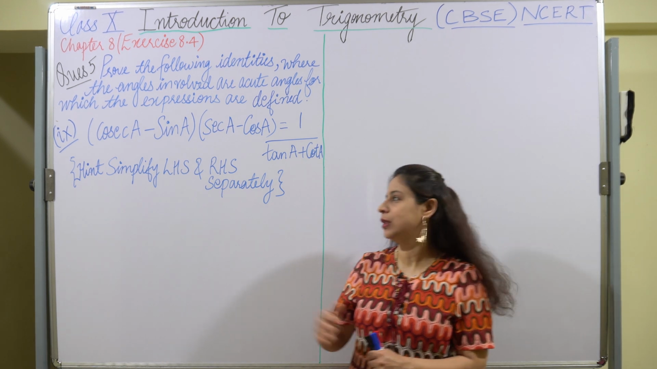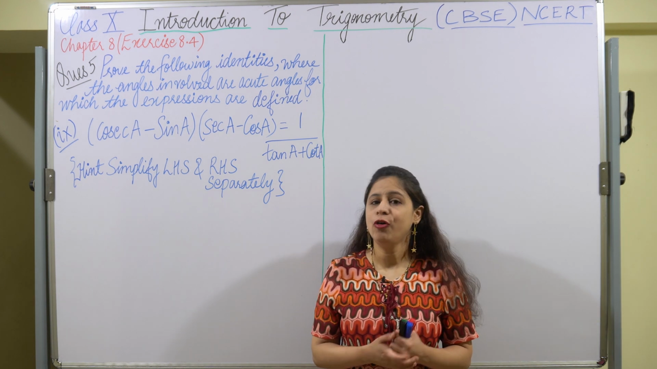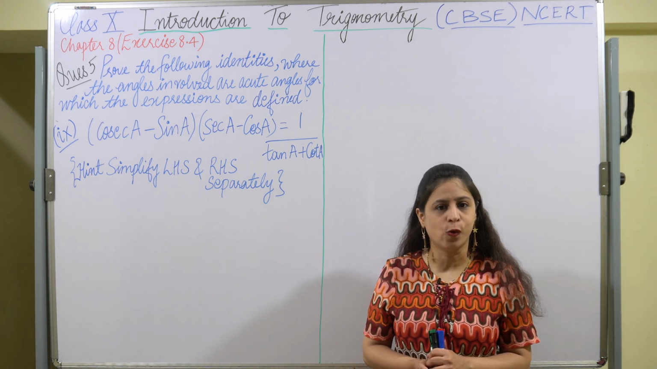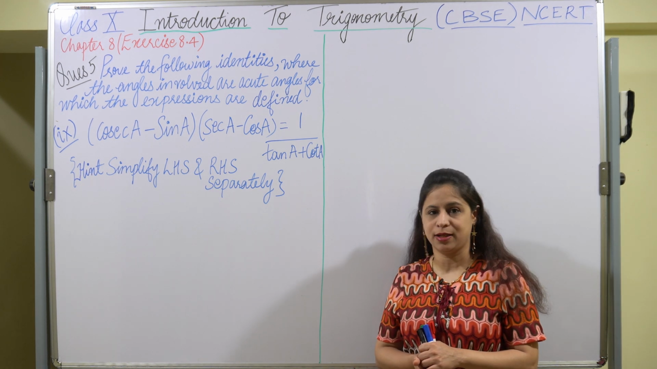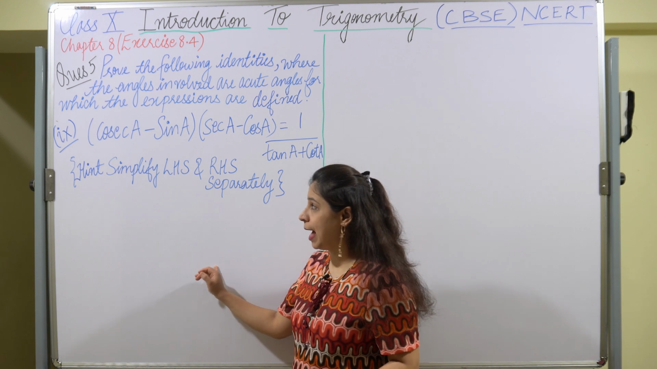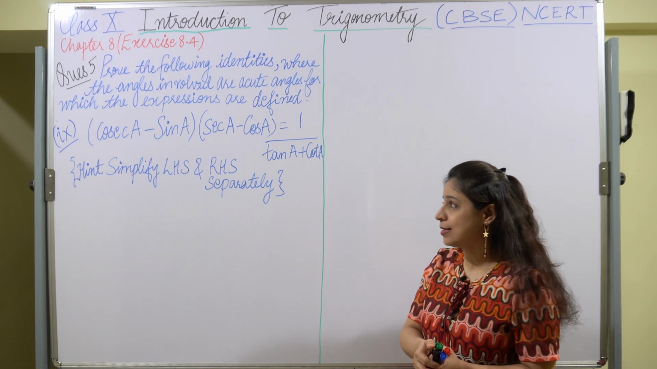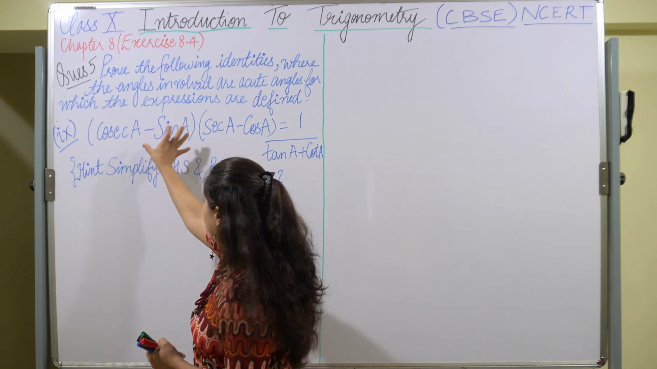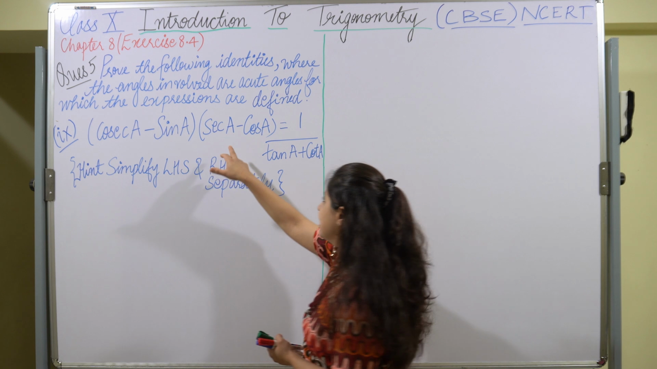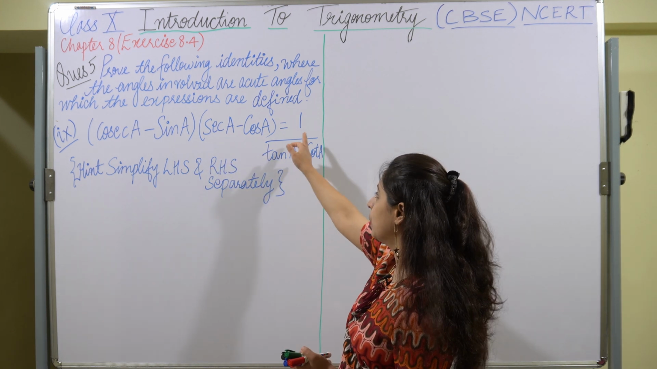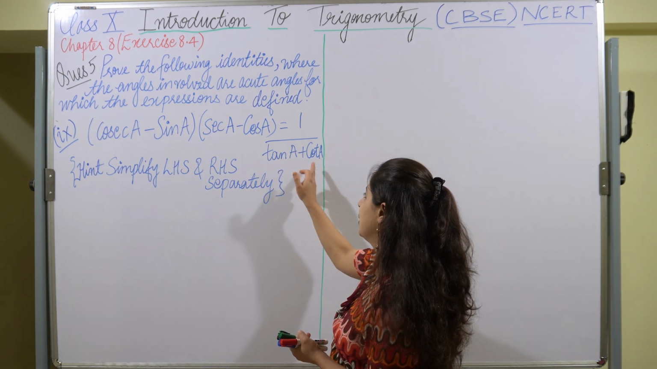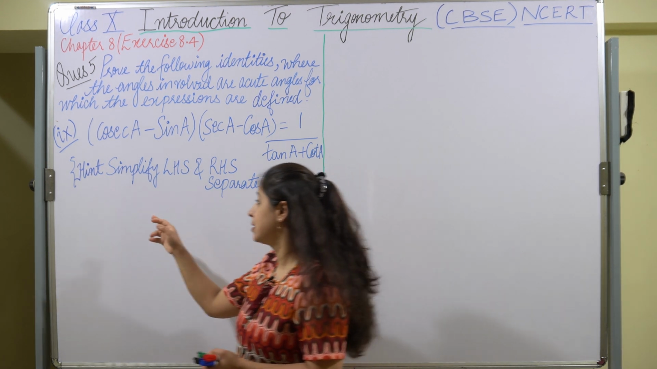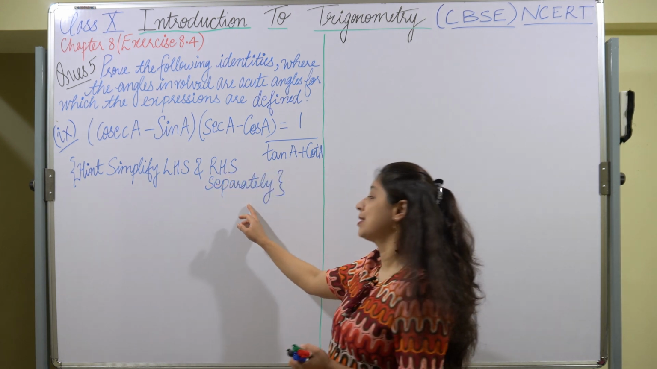So let us start with the ninth part of question number 5 of chapter 8, Introduction to Trigonometry, of exercise 8.4 of class 10 CBSE NCERT. In question number 9, it is given to us: (cosec A minus sin A) multiplied by (sec A minus cos A) should be equal to 1 upon tan A plus cot A. Also a hint is given in the question: simplify LHS and RHS separately.